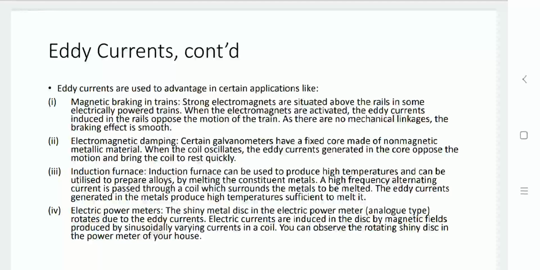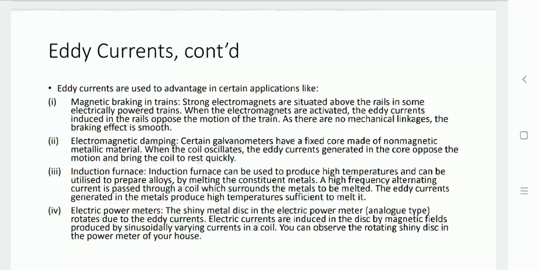The second application is electromagnetic damping. See, in a galvanometer, we have basically a fixed core made of a non-magnetic metallic material. When the coil oscillates, eddy currents are generated in the core which oppose the motion and bring the coil to rest quickly. The pointer gives a reading at a certain point to define a current. Now it is supposed to return to the original rest position.